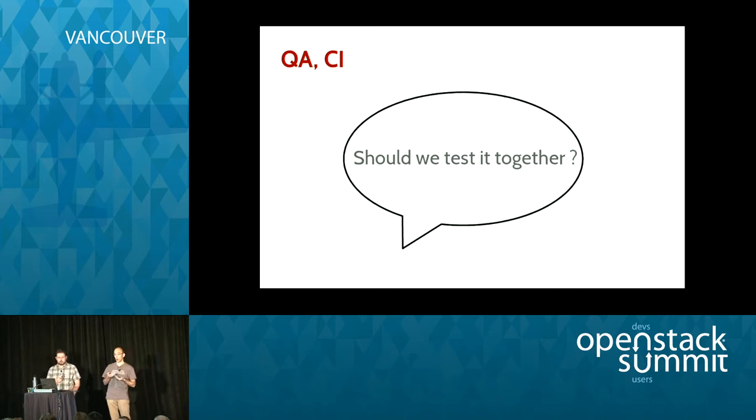People from QA or continuous integration would ask the question, is it something we need to test together? Is it so tightly related that we have to test every single proposed commit against the current state of development of all the other projects? And the answer to that was the integrated release as well.